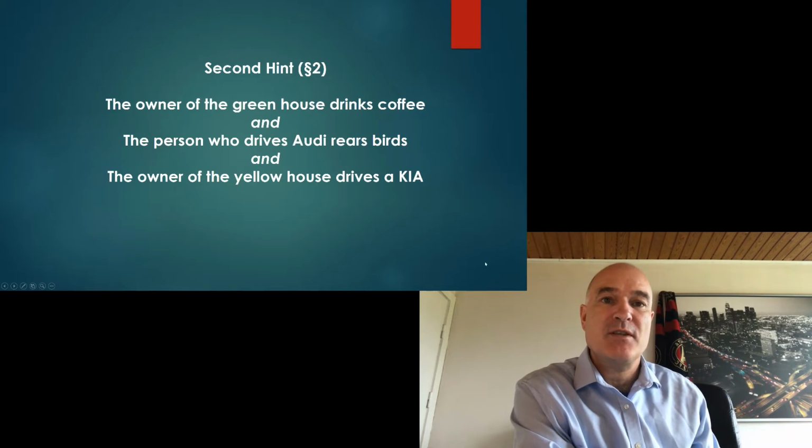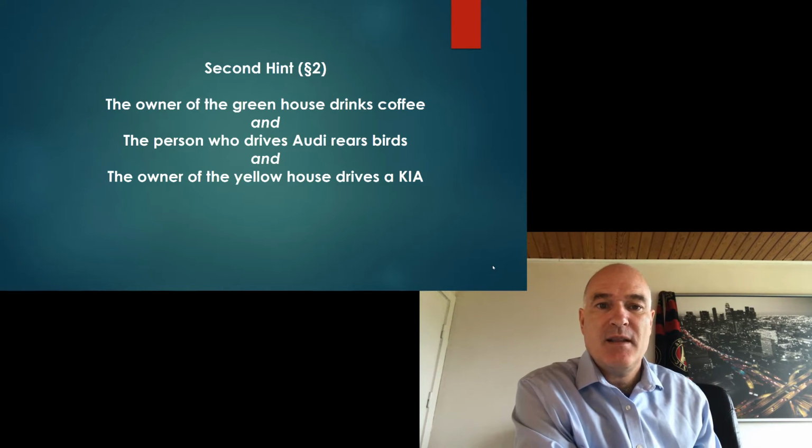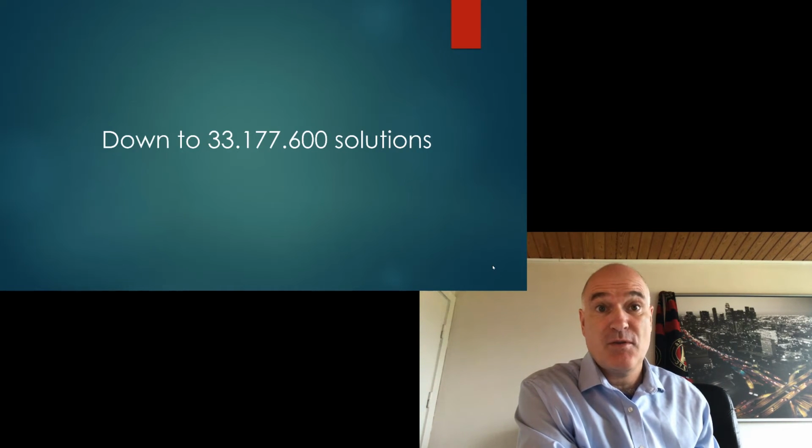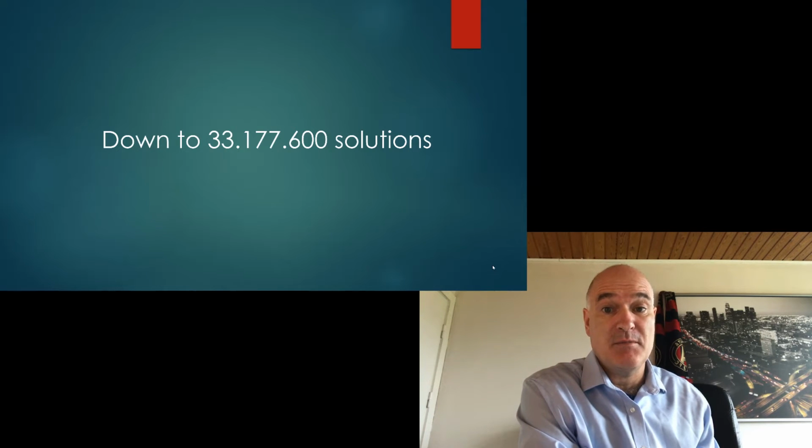Einstein's second hint explains that the owner of the greenhouse drinks coffee and the person who rears birds drives an Audi, and the owner of the yellow house drives a Kia. And the AI then tells me that we're now down to just 33 million possible combinations.